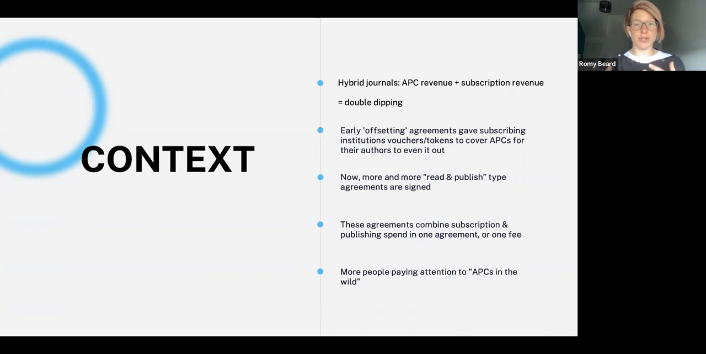So to remind you, hybrid journals are journals that have both open access and closed access articles. And the two revenue streams can be called double dipping, and a lot of publishers now have policies against this, but early on institutions noticed that publishers were getting money from these two sides of the ecosystem, and started negotiating agreements with publishers called offsetting agreements. And initially they were vouchers. So if an institution subscribed, they were given vouchers for a certain number of articles that could be published open access. They're like an APC voucher that could be used.